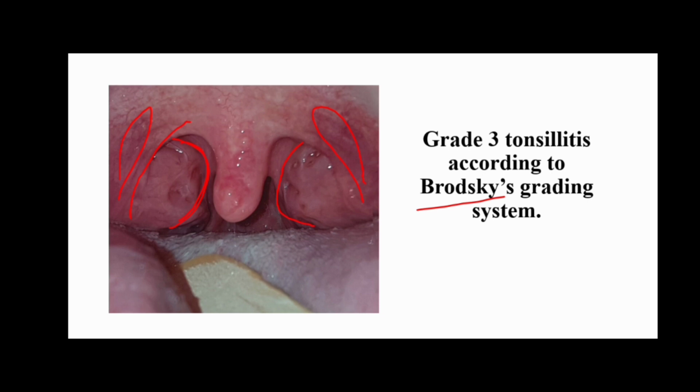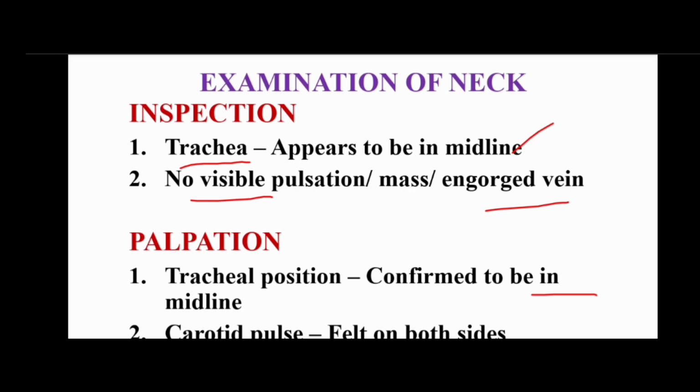Okay, due to enlargement of this tonsil, we can't clearly see the posterior pharyngeal wall and posterior tonsillar pillar. And coming to examination of the neck, we start with inspection and palpation. First inspection, we have to see the neck.